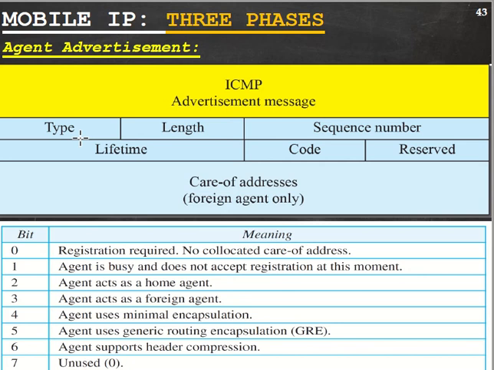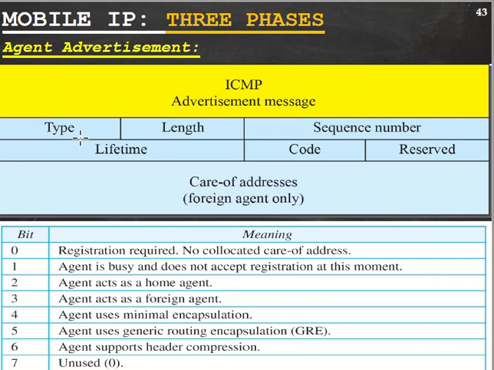Next one is sequence number. A 16-bit sequence number field holds the message number. Next one is lifetime. The lifetime field defines the number of seconds that the agent will accept requests, that is, the duration for which the agent is going to accept the request. If the value is a string of ones, the lifetime is infinite.